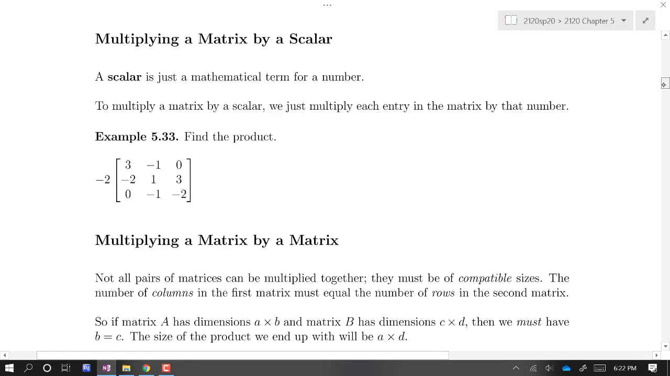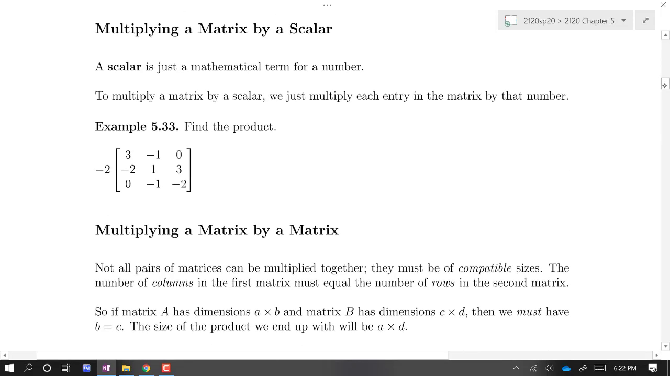We're going to talk about multiplication next, and the first thing we're going to do is just talk about multiplying a matrix by a scalar. And a scalar is just a term that means a real number, like a single constant. So if I'm multiplying a whole matrix just by a single number, we can do that. We just multiply each element in the matrix by that factor. So I'm going to multiply every element in this matrix by -2. So we get -6, +2, 0, +4, -2, -6, 0, 2, +4. And there's that matrix.